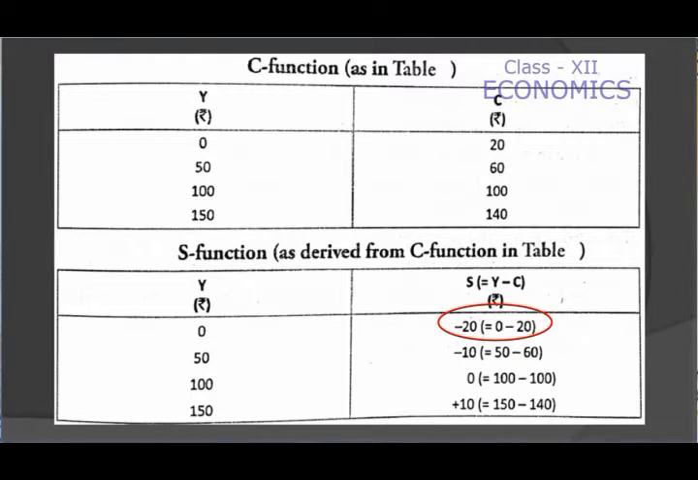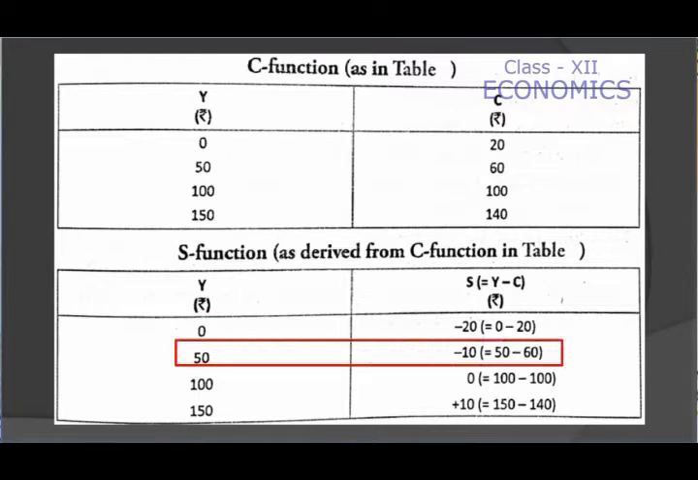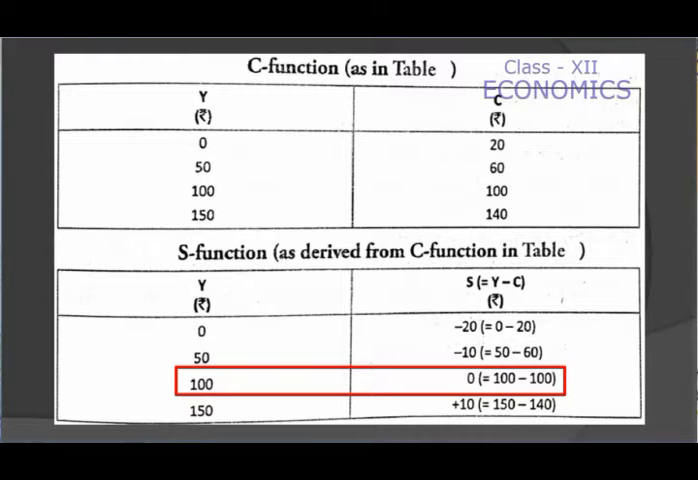So we know that autonomous consumption is the value where the value of Y is 0, but at that condition the value of C will not be 0. At the same time, when we are having a positive value of 20 in 0 income, at that time the savings value will be negative. So here we have the first value at the level of income 0, S is equal to minus 20. Moving forward, when the income increases from 0 to 50, we get the value of S as minus 10. And again it increases to 0, as here we can see that the consumption and the income both are equal, that is 100. So at that time we have the saving value as 0.